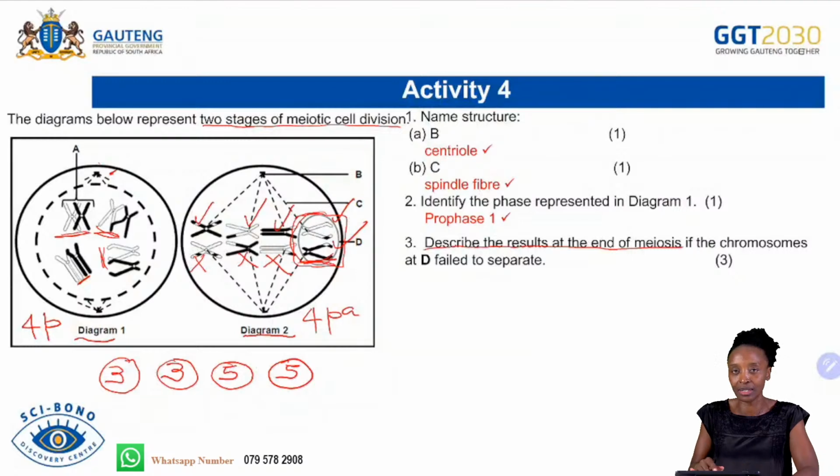So none of these cells are normal. Because if they were normal, all of them were going to have how many chromosomes? 4. So 5. 2 have 5 and 2 have how many? 3. So now describe the results.